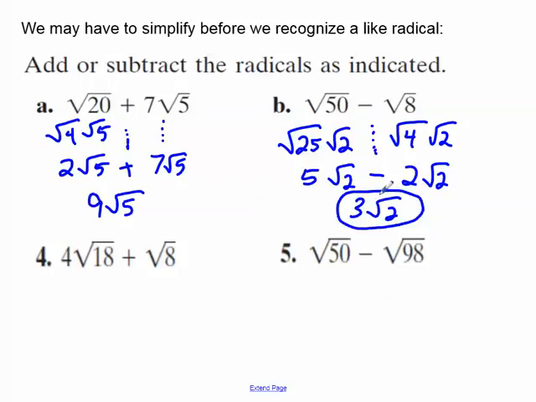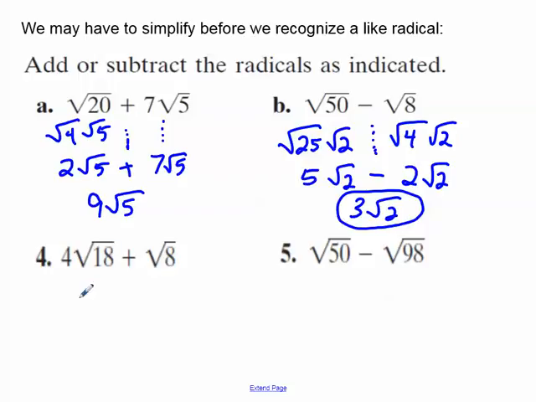Alright, what else do we have? Can we add these up as they stand? No, because we've got a square root of 18 and a square root of 8. They're both square roots, but 18 is different from 8, not like radicals. We've got to simplify. 4 square root of 18 is, well, let's see. Square root of 18 is what we've got to attack.